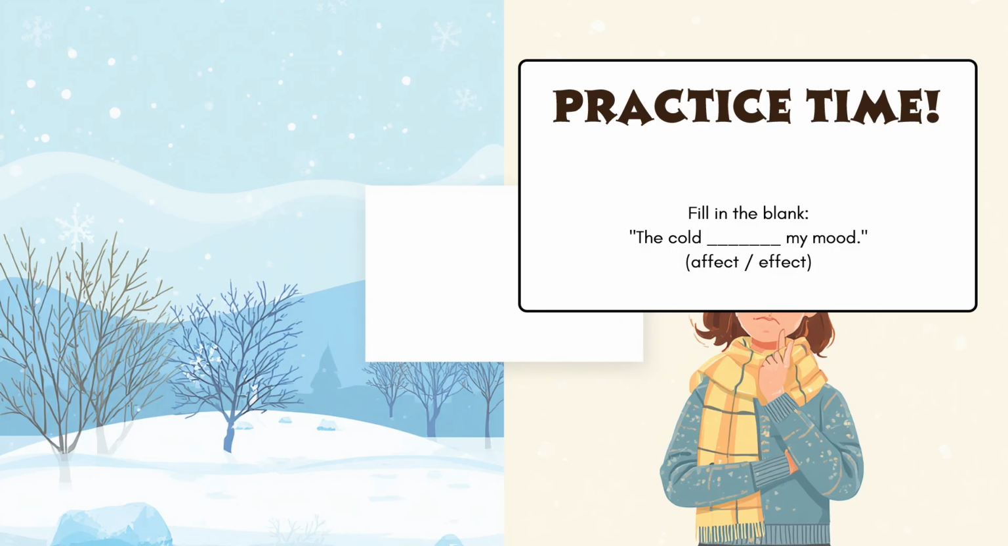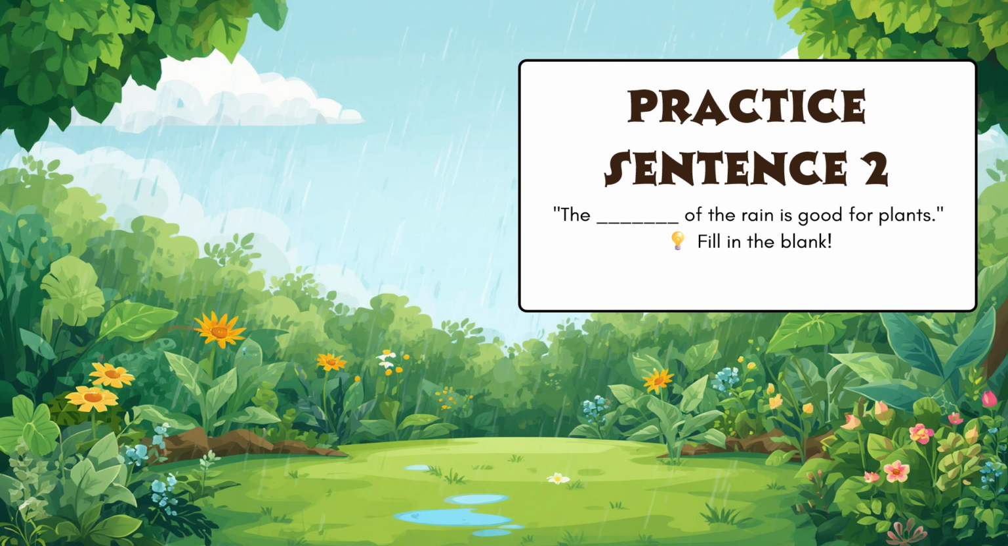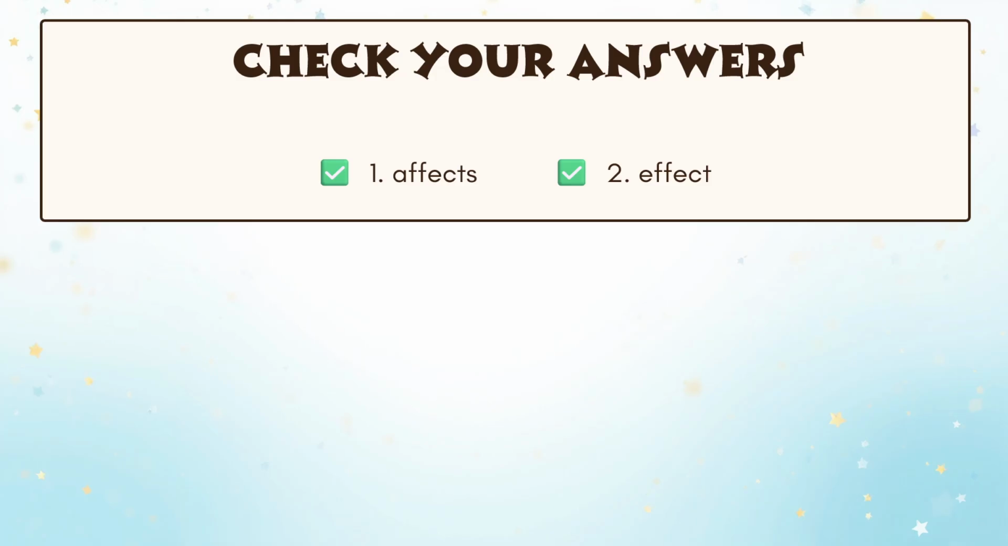Now let's practice. Fill in the blank. The cold blank my mood. What word should go here? Think about it. Here is another practice sentence. The blank of the rain is good for plants. What word fits here? Let's check your answers. The first sentence is, the cold affects my mood. The second sentence is, the effect of the rain is good for plants. Did you get them right?